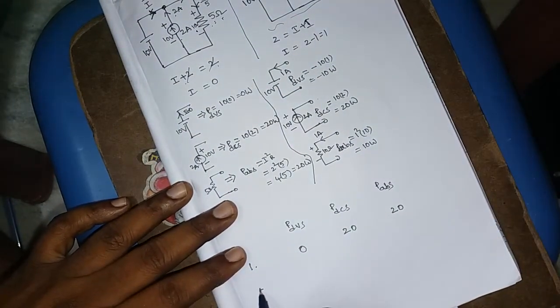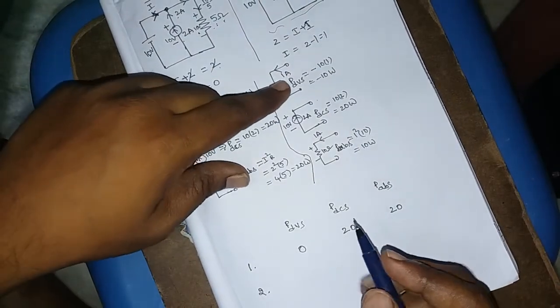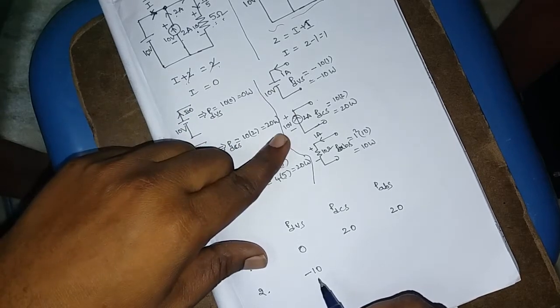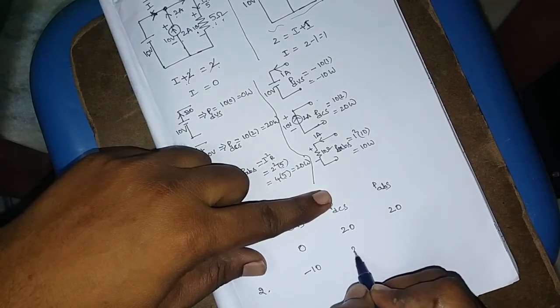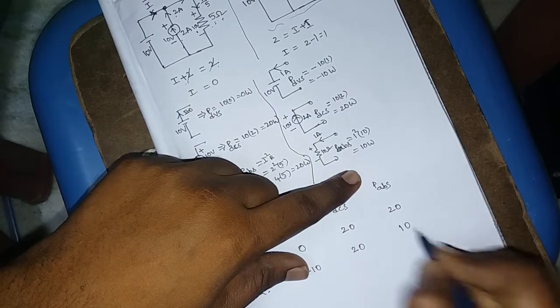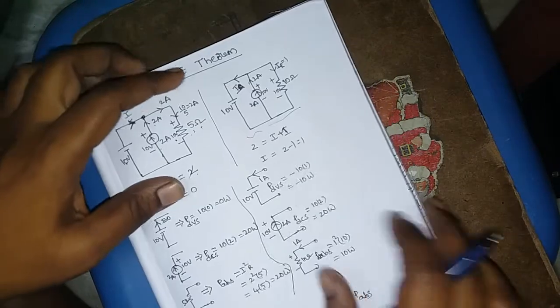Case 2. Yes, here power delivered by the voltage source is minus 10. Power delivered by the current source is 20. Power absorbed by the resistor is 10. Okay. Now let me take one more network.